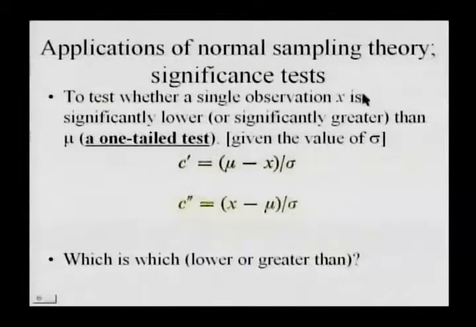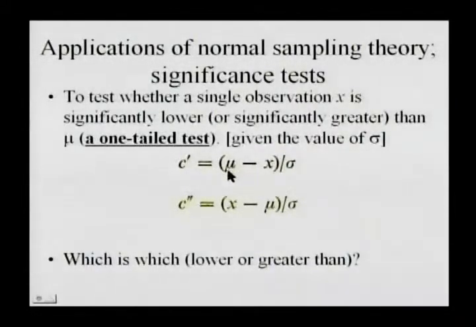So now let's test whether a single observation is significantly lower or significantly greater, either one or the other, than, separately, than mu, a one-tailed test. So the previous one was a two-tailed test. Now we are with a given mu and sigma testing either that it is significantly lower or significantly greater, so therefore it's a one-tailed test. You wouldn't run these simultaneously. It would be either this or this, because you're predicting beforehand whether it would be greater or lesser than. So the question here is, which of these formulas is for the lower or greater than values?